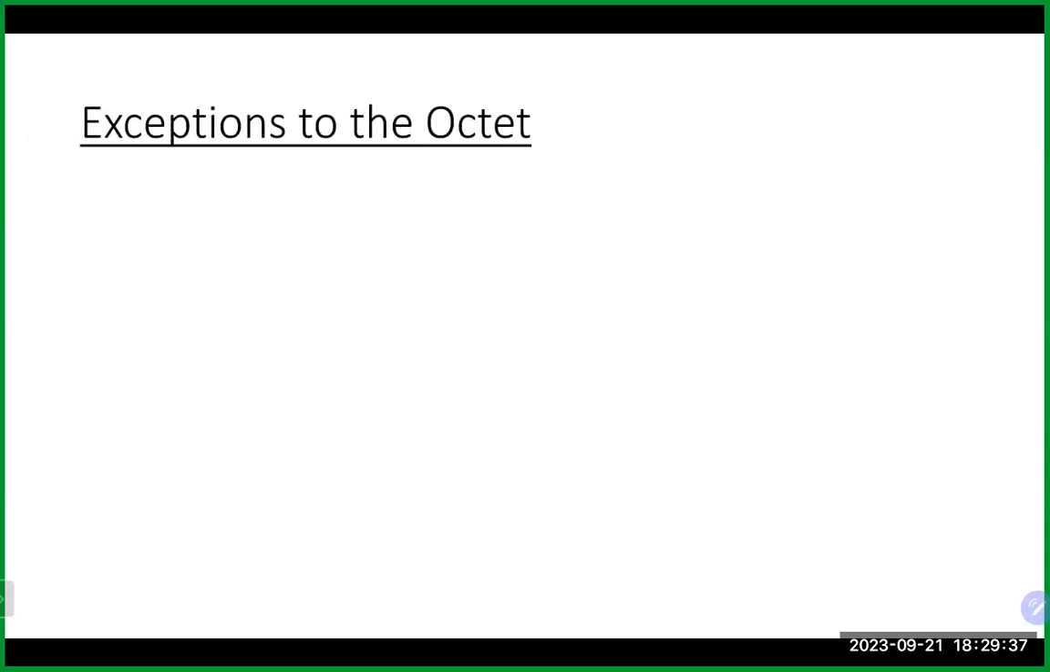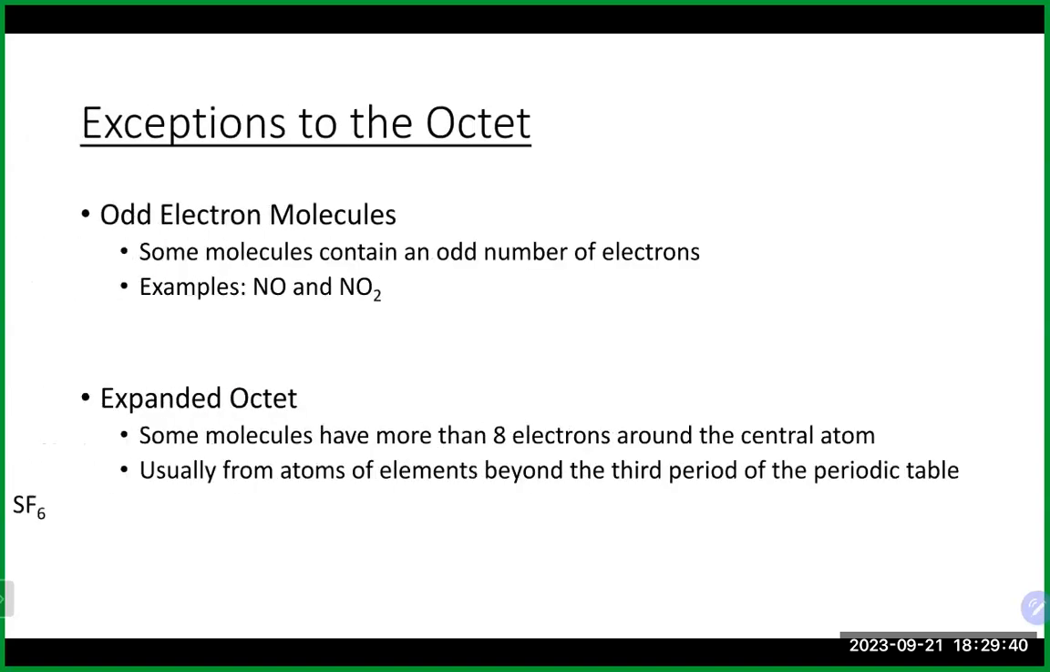Another exception to the octet rule is an odd number of electrons. That is where you have an unpaired electron, so when you add up an odd number, you get an electron that is by itself. These are sometimes referred to as free radicals. Chlorine does a lot of that up in the atmosphere. They're usually very reactive because they have an unpaired electron and don't really want to be that way.